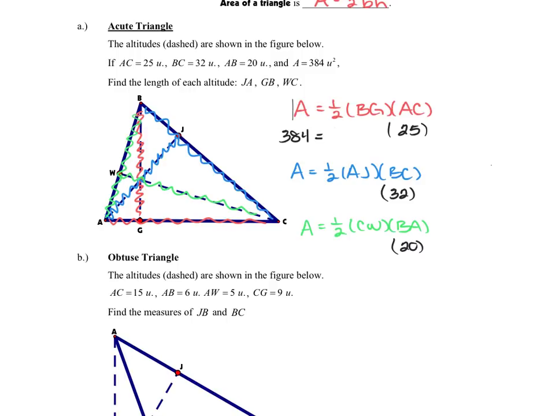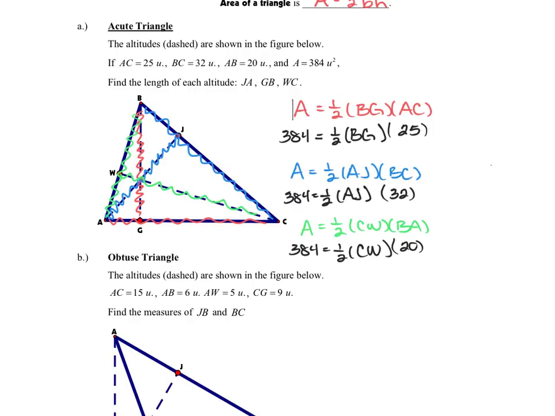At that point, we can actually finish writing these formulas, and I'm just going to leave the BG as BG. If you feel more comfortable, you can write that as a variable of X, but you'd want to use a different variable throughout this whole problem. So again, the area is 384, and I would still have the 1/2, but this time I don't know AJ on the next formula. And on the next one, I've got 384, and I have my 1/2, and this time I don't know the CW.